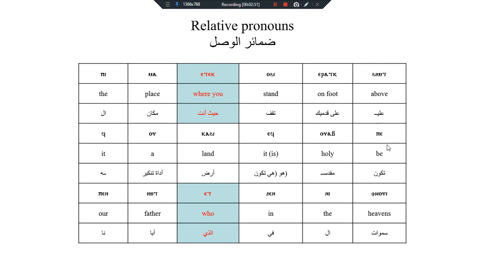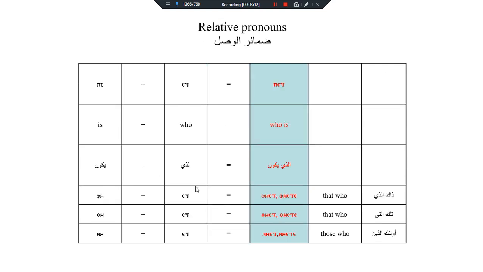We have another usage of it. Here we use it before a preposition: بنيوت تخن في قوي, our father who is in the heavens. Ben means our, yot means father, eti means who, chen means in, ni means the, feo means heavens.